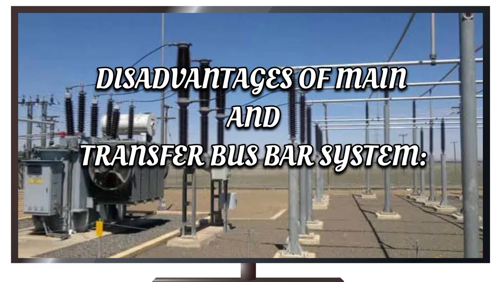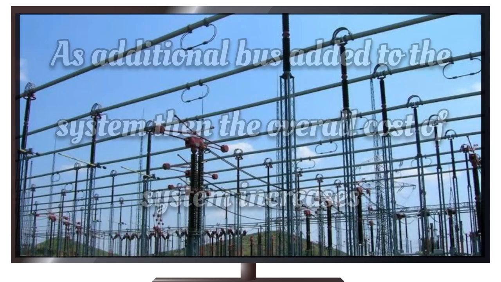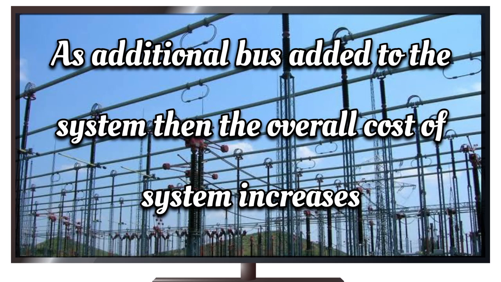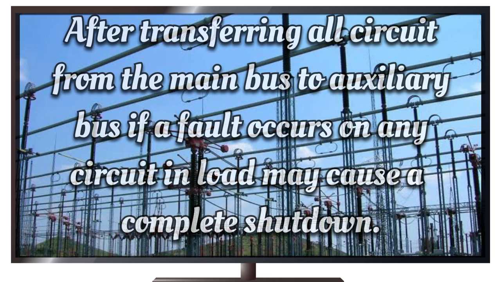Disadvantages of main and transfer bus bar system. As an additional bus is added to the system, the overall cost of the system increases. After transferring all circuits from the main bus to the auxiliary bus, if a fault occurs on any circuit, the load may cause a complete shutdown.